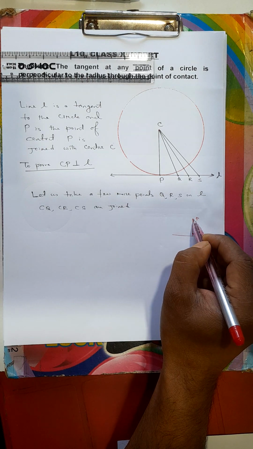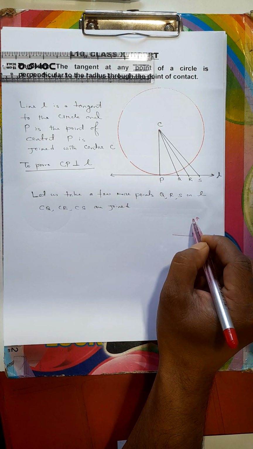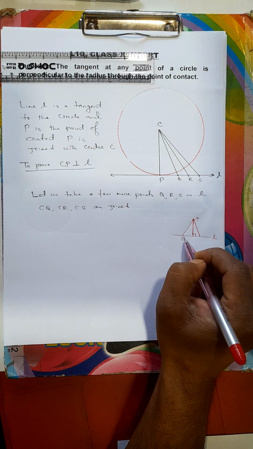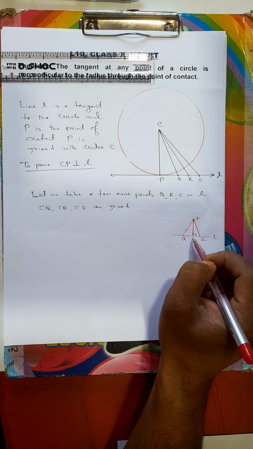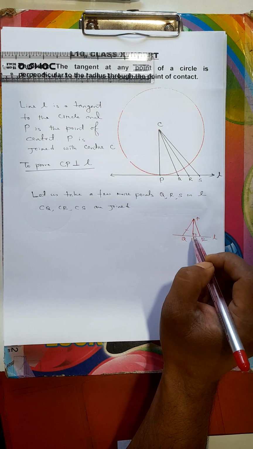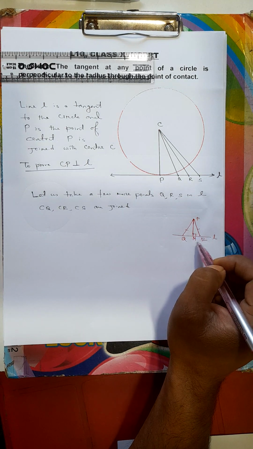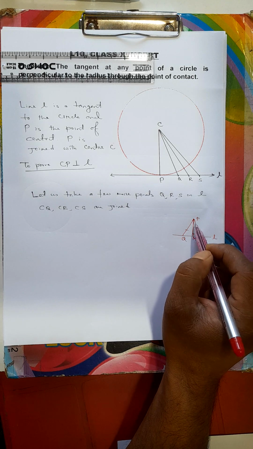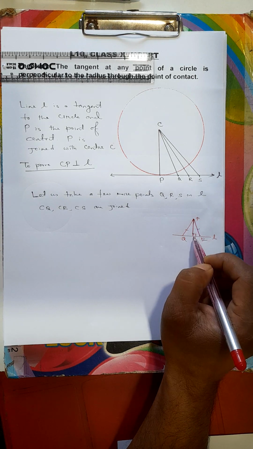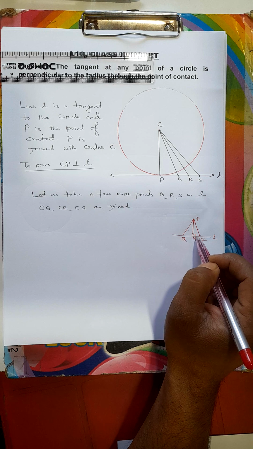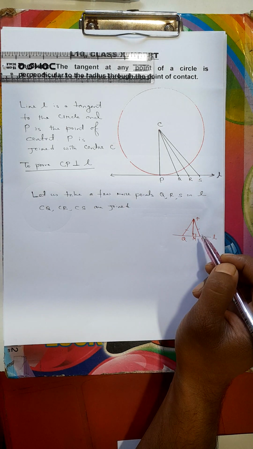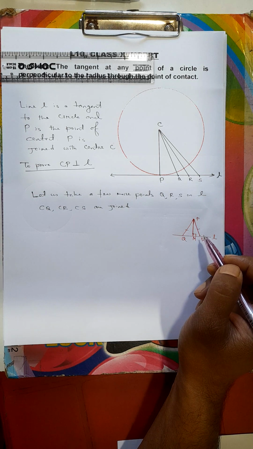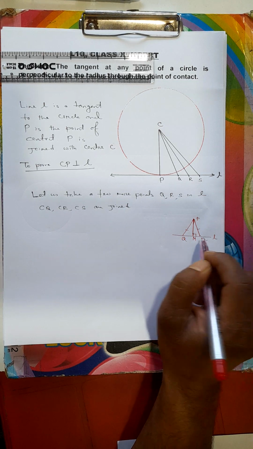If you take these points, suppose PQ and PR, you see PQ is longer than PM, PR is also longer than PM, right? So PM is the shortest distance. The shortest distance is called the perpendicular. So when we say perpendicular from an external point to a given line, that means it is the shortest distance between a point and a line.